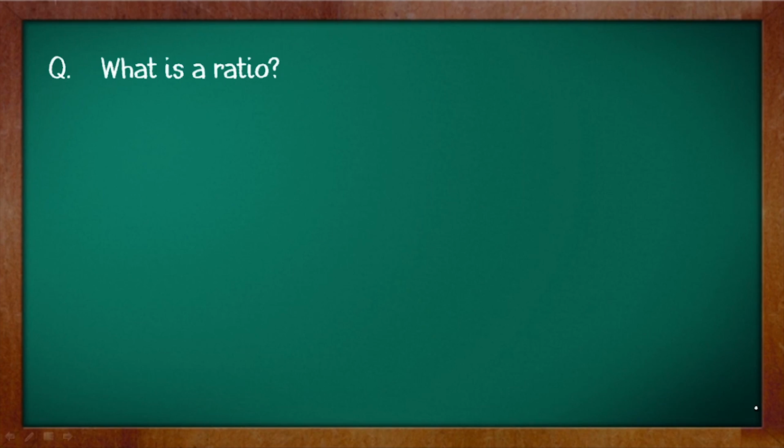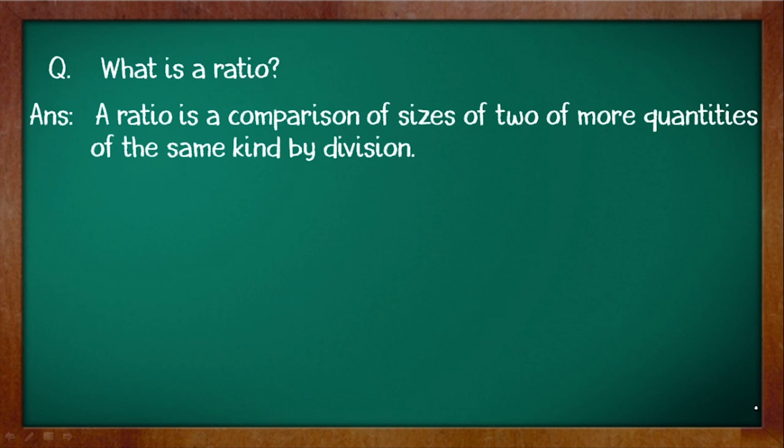So let's see what a ratio is. A ratio is a comparison of sizes of two or more quantities of the same kind by division. So this is very important. It is a comparison of sizes, how big or small the quantity is, and it should be of two or more quantities, and it should be of the same kind.